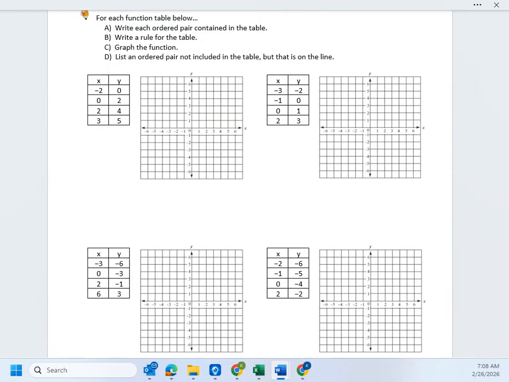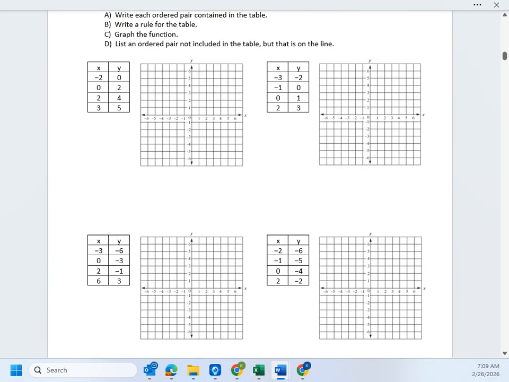Then we're going to graph the function. We're going to take those ordered pairs and graph them. Again, that's an easy step. Our last step is to list an ordered pair that's not included in the table, but that is on the line. We're going to use the rule that we came up with for number 2 to find another ordered pair. So I'm going to show you how to do that. The hardest step is going to be figuring out the rule for the table.